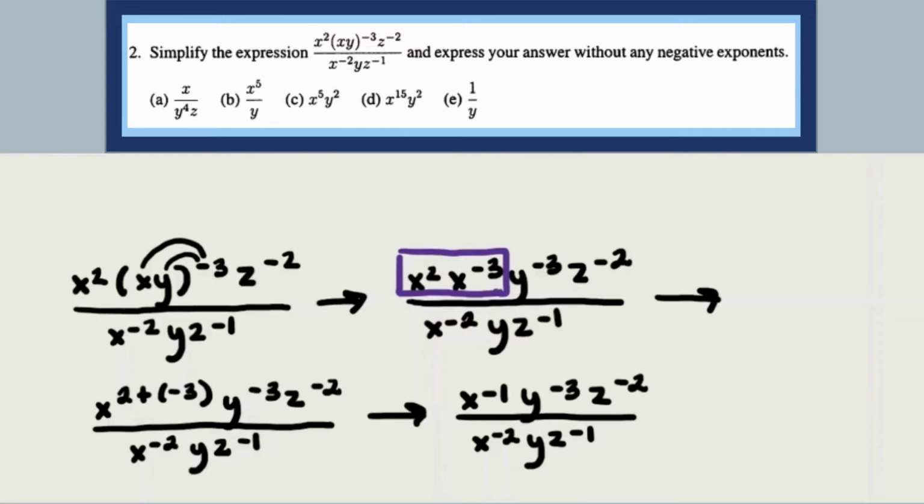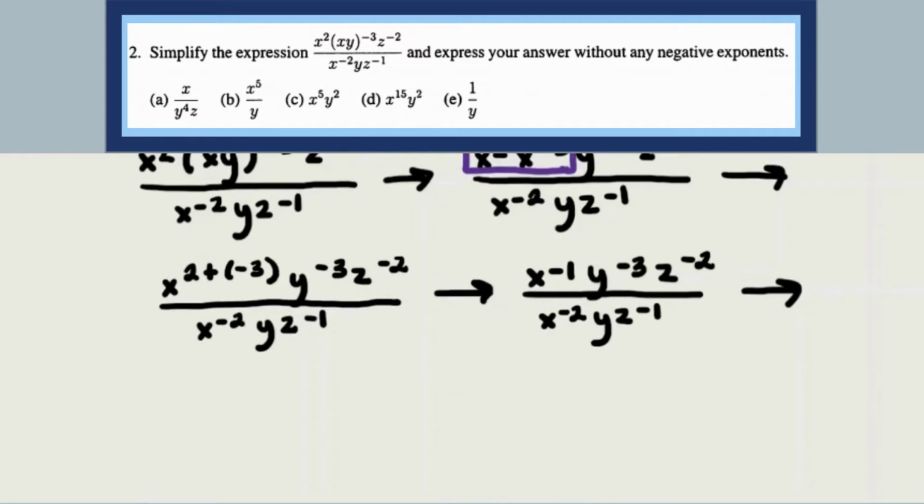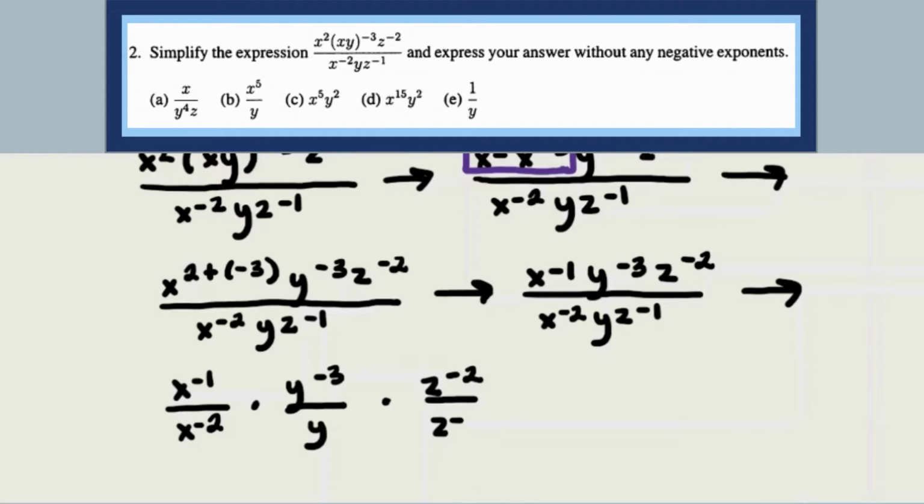and match up with the terms, I guess you can say. So when we split this up, we can rewrite this to become x to the negative 1 divided by x to the negative 2, times y to the negative 3 over y, times z to the negative 2 over z to the negative 1. And remember, when we divide exponents, we're really subtracting. So we can also rewrite this now to become x to the negative 1 divided by x to the negative 2.